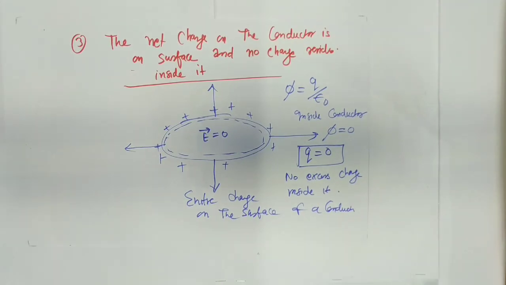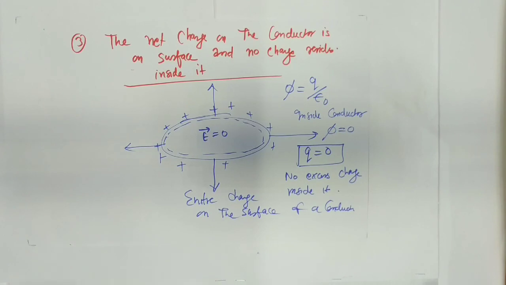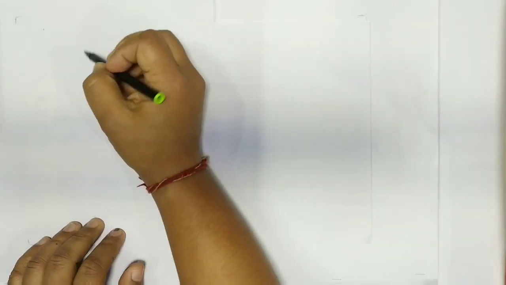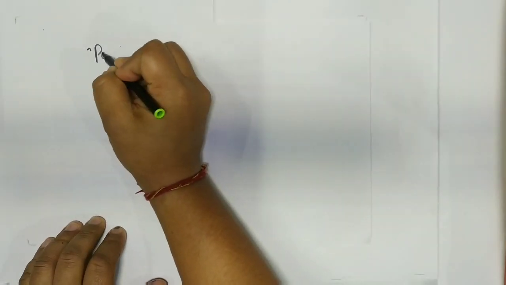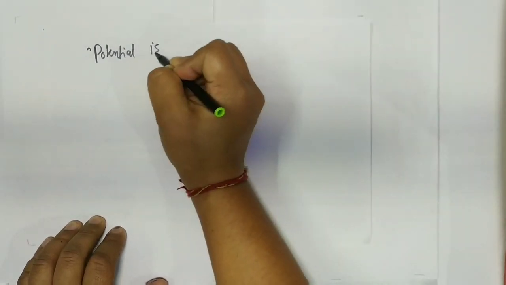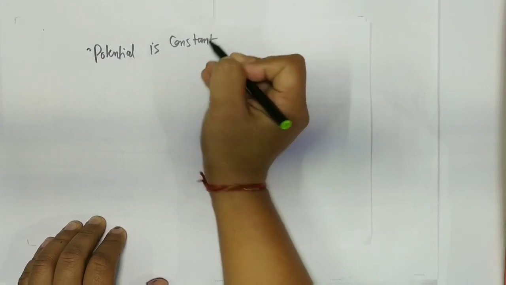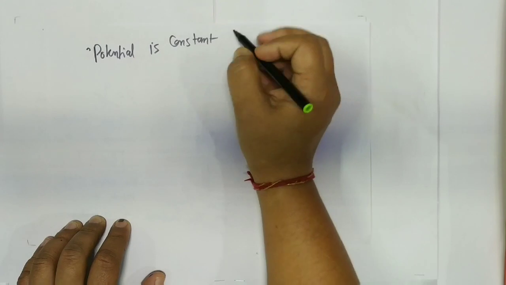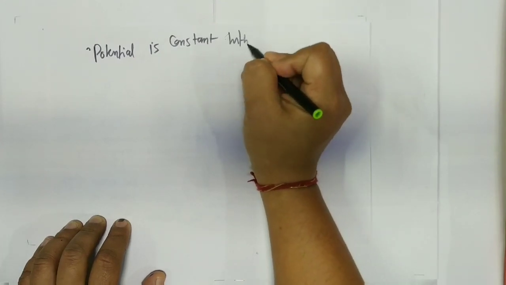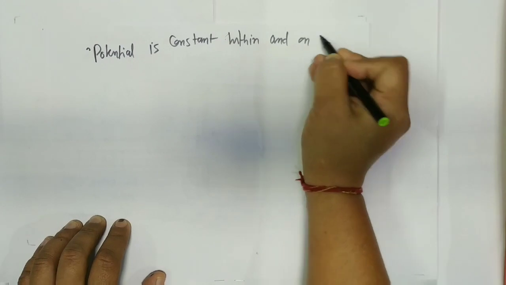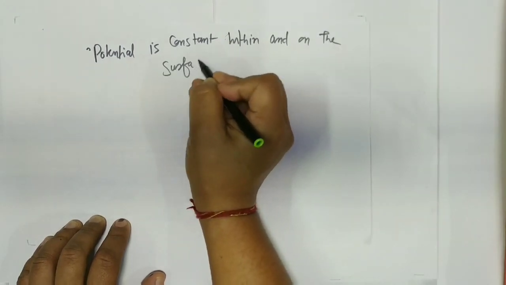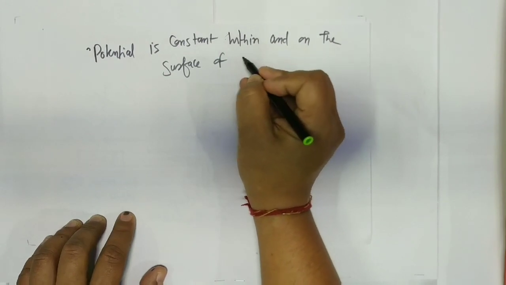So this is also a property. Net charge, we have already discussed this in Gauss theorem also. Now the next property is that potential is constant within and on the surface of the conductor. So this also we have discussed. I will show you the equipotential surface on the surface of the conductor.